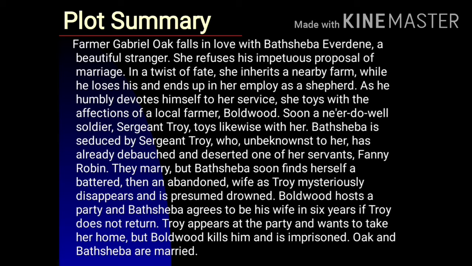The novel builds towards its climax in chapter 52, appropriately named Converging Courses. Hardy divides the chapter into seven sections, charting the activities of Boldwood, Bathsheba, Gabriel, and Troy as they prepare for and attend Boldwood's Christmas party.